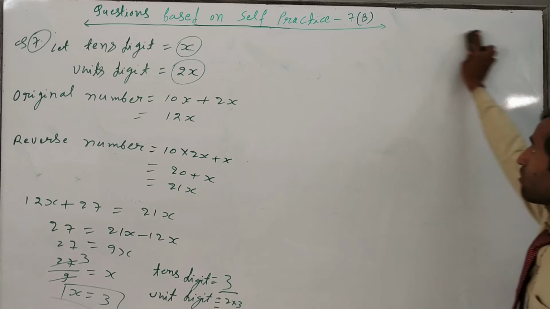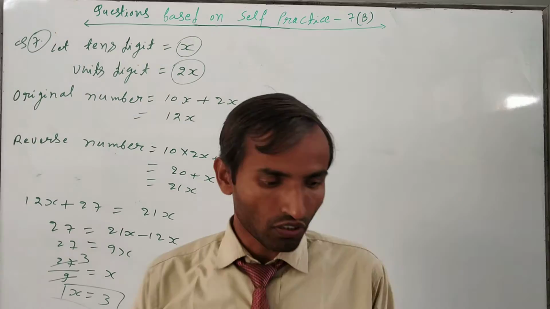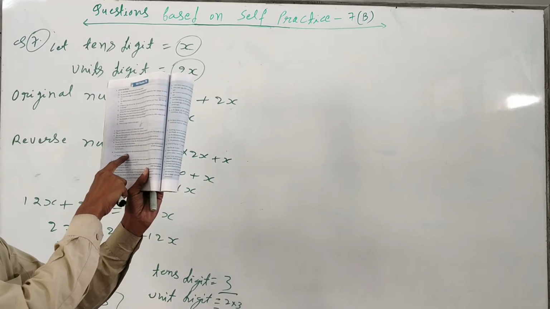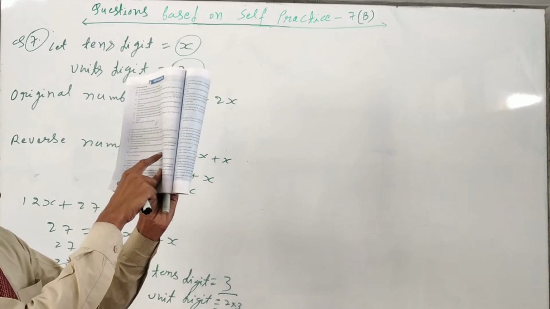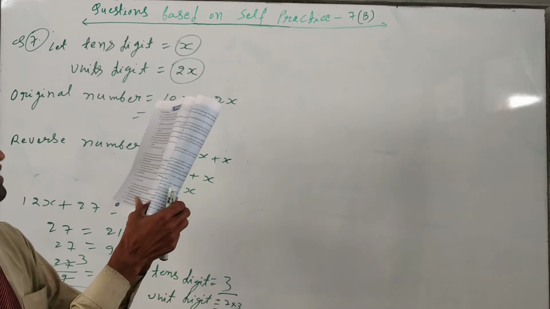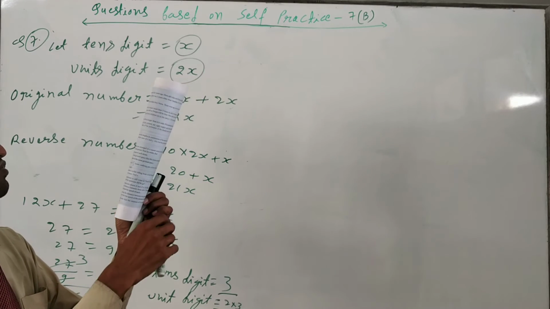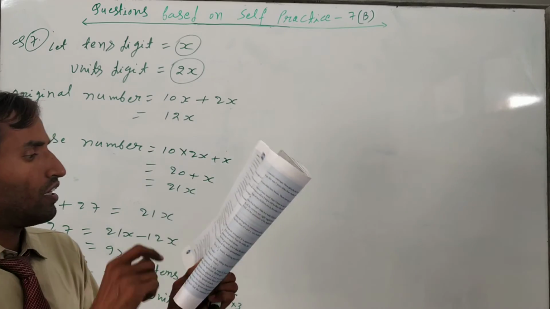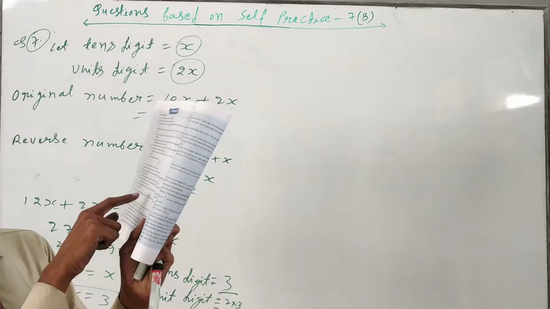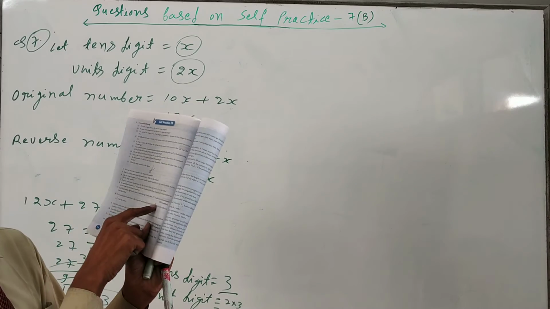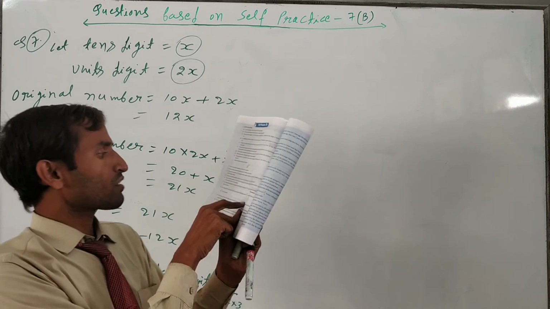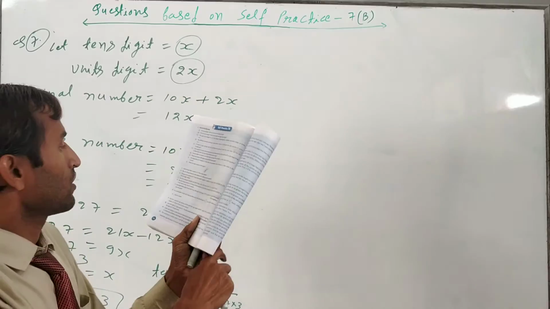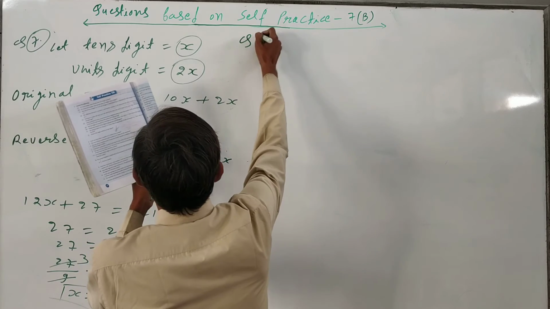How we will solve this question number 8? First of all, read the question. If a certain number is added to both the numerator and denominator of 9 upon 17, the new fraction reduces to 5 upon 7. If a certain number is added to the numerator and denominator of the fraction, this is the fraction. If we add x to both the numerator and denominator, then the fraction will come 5 upon 7. So just like this, question number 8.